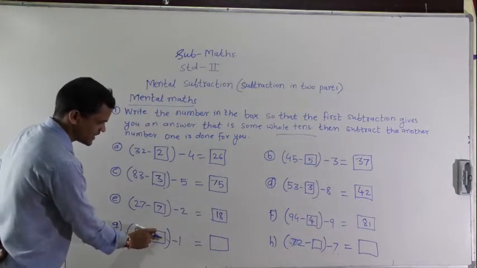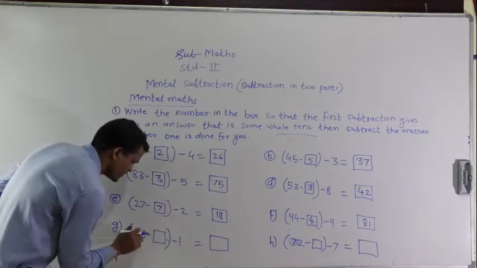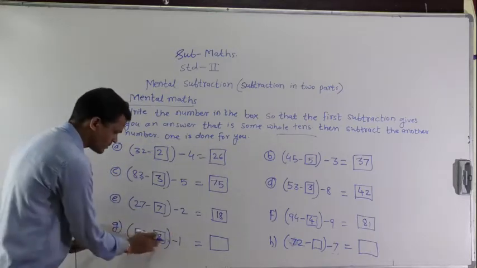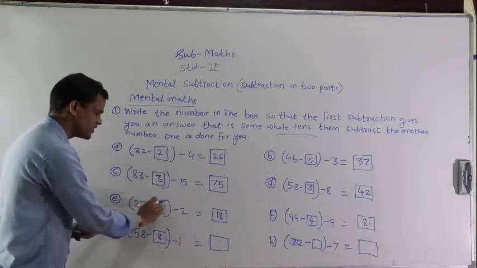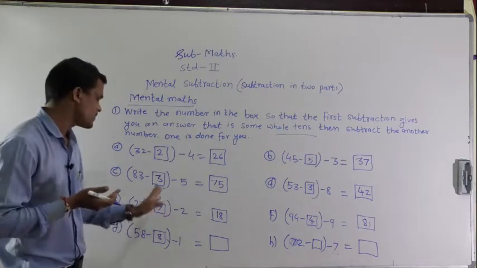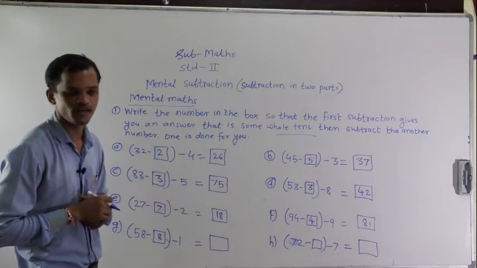58 minus blank, minus 1. Okay, so here 58 minus 8, 50. Now if we subtract 8 from 58, you will get the whole tens, that is 50. And next step, 50 minus 1, so you will get 49.